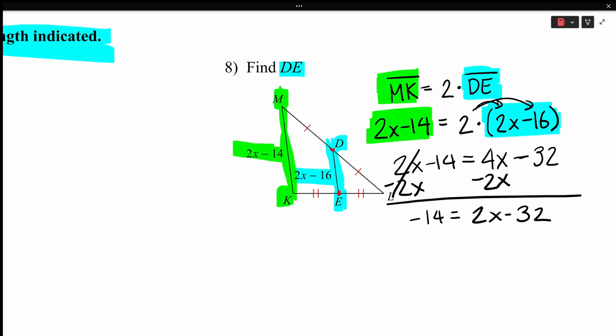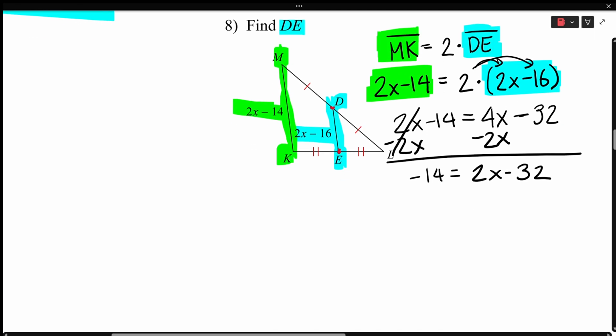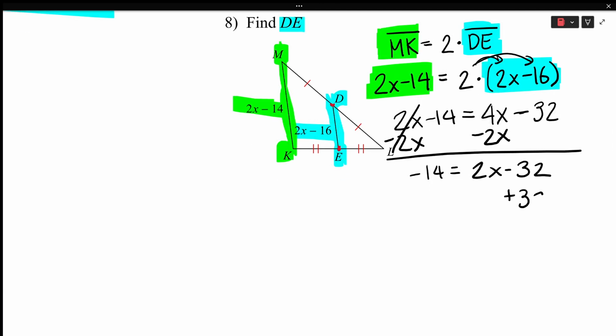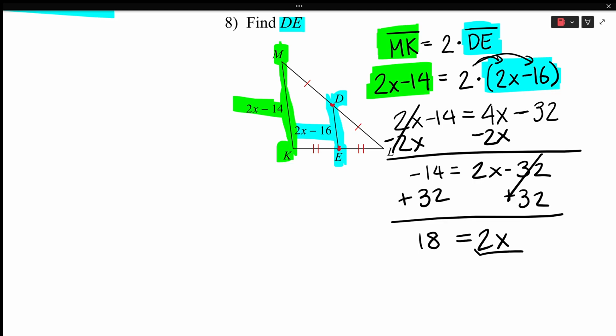I don't have 2x's anymore. I just have 1. Now let's start cleaning up the right side and get x by itself. I need to eliminate this 32, so I'm going to do the opposite. That should get you 18. Negative 14 plus 32 is 18. And then 2x, that's 2 times x, so the inverse operation would be dividing by 2. So we get x equals 9.